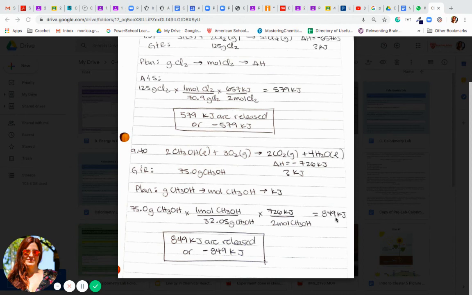Be mindful of your significant figures. Again, your answer would be either 849 kilojoules are released, or you place the negative sign, and it means the same thing.